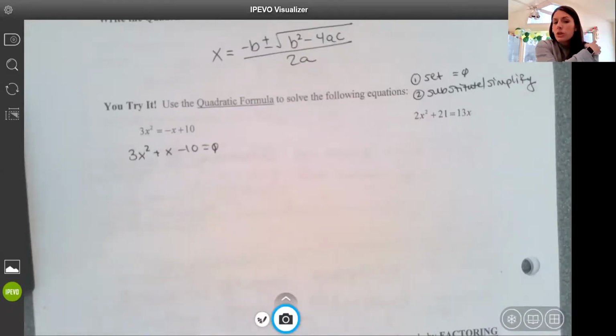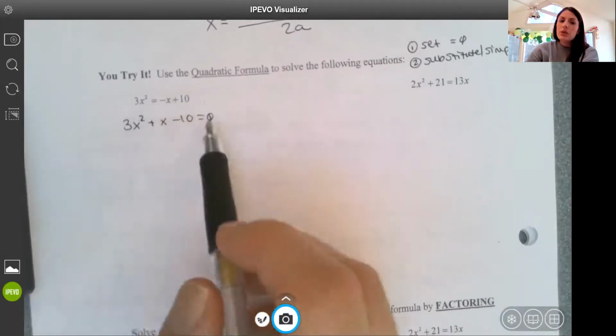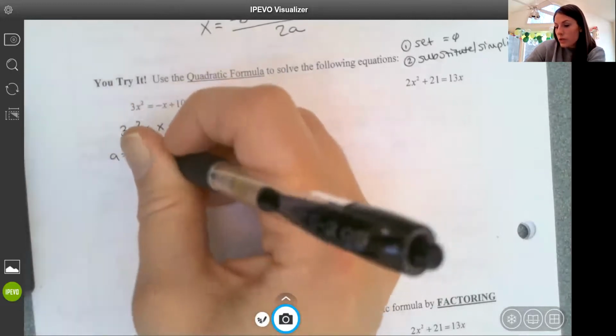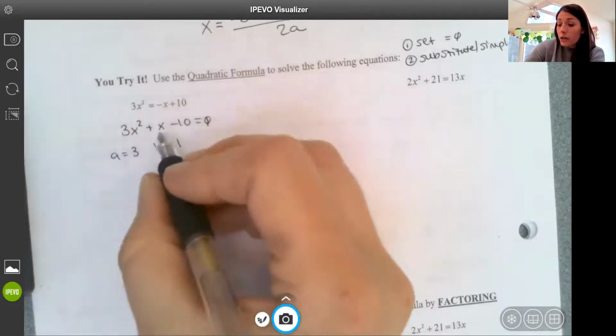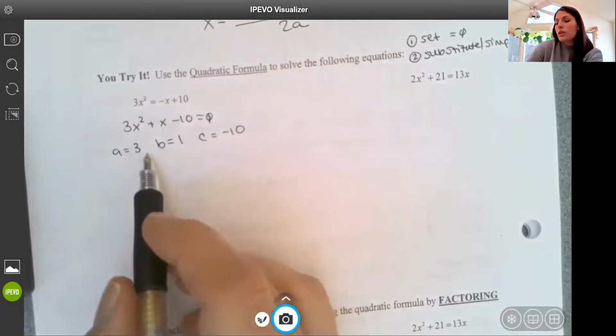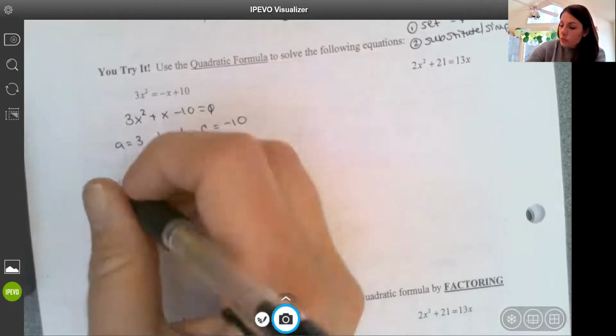Okay, so hopefully you tried these on your own first. I didn't want to just write it all out. I want to kind of just talk through what I'm doing. So first I get it set equal to 0. And on my first quadratic, a is 3, b is 1, right? That's 1x. And c is negative 10. Notice you never take the variable with you. It's coefficients and then your constant term.